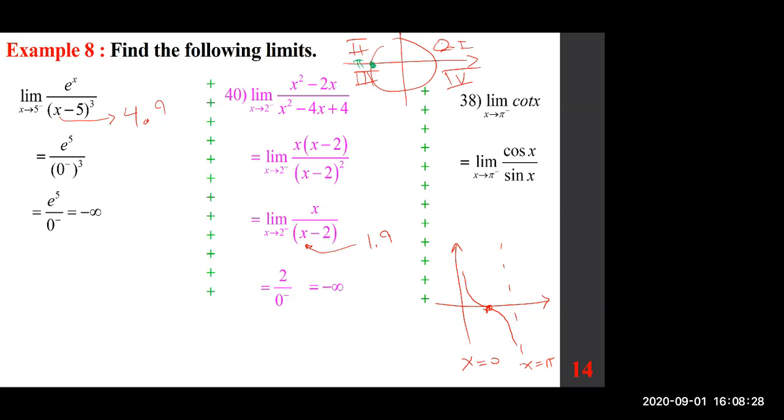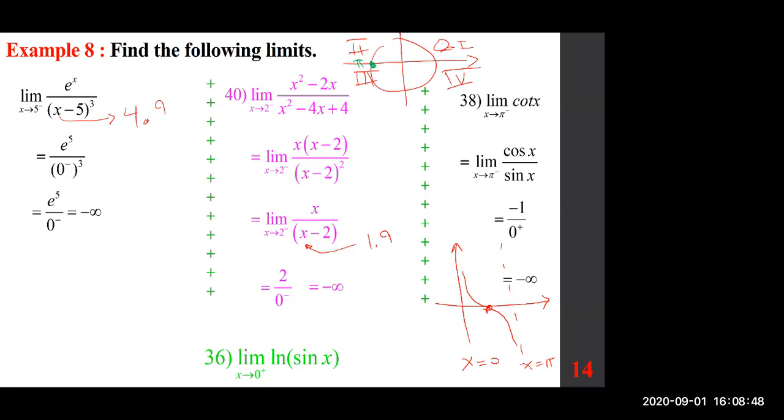But pi from the left, remember sine is positive in the first and second quadrant, and it's negative in the third and fourth. So if you want to approach it that way, you can say negative 1 over 0 from the right, and that gives you negative infinity. Whether you approach it this way or with the graph makes no difference. I hope it's straightforward. How about this one?